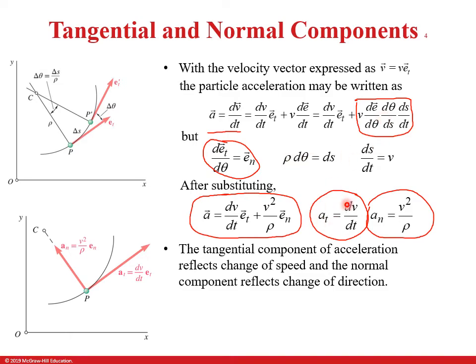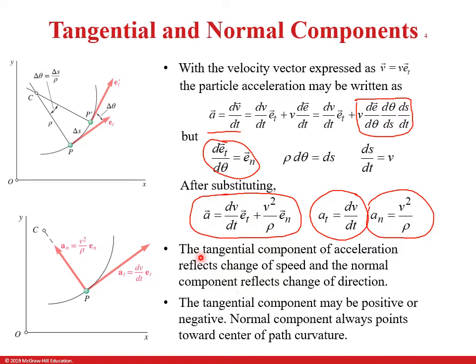Okay. So the final product of this complex derivation is this formula right here, which the formula to me seems more intuitive than the derivation. And let me read these two statements. The tangential component of acceleration reflects change of speed, and the normal component reflects change of direction. The tangential component may be positive or negative. The normal component will always point towards the center of the path.